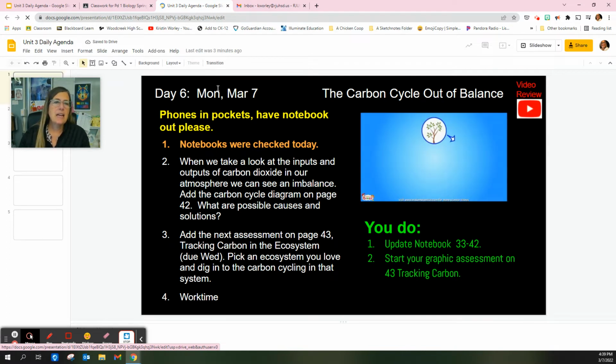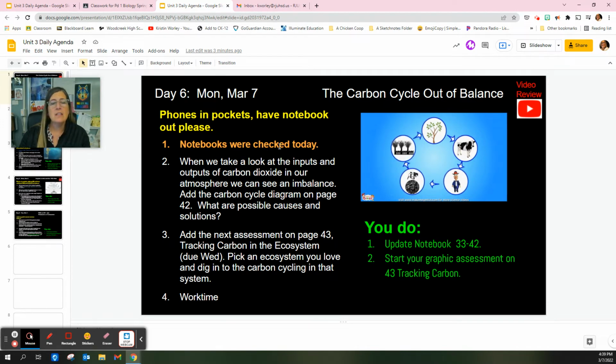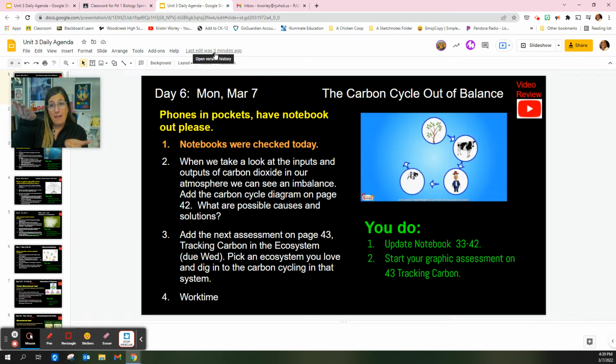So today is the 7th of March. This is the agenda for the day. You can see what I asked students to do when they walked into the classroom, what was checked during class, so they'll see this in the grade book today, and then what our goals are. Today's goal was to look at our carbon cycle across the globe and see that it's out of balance. It's not in that nice narrow range of balance. It is very much becoming lopsided.